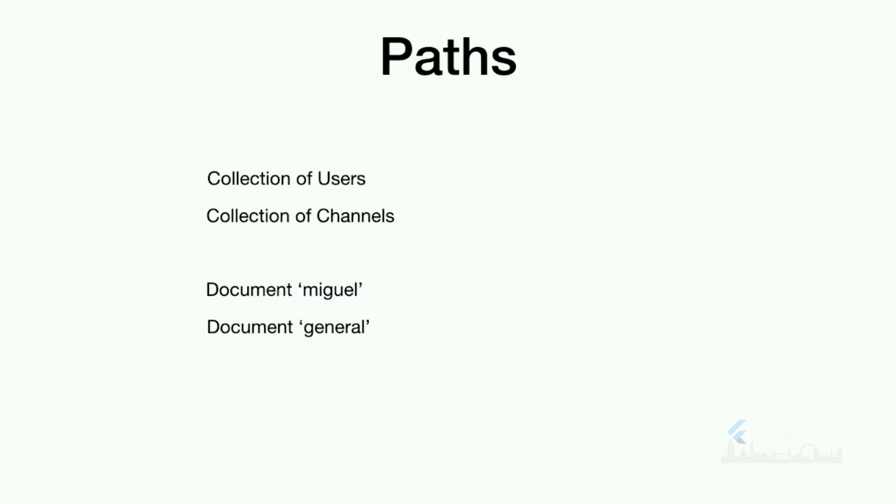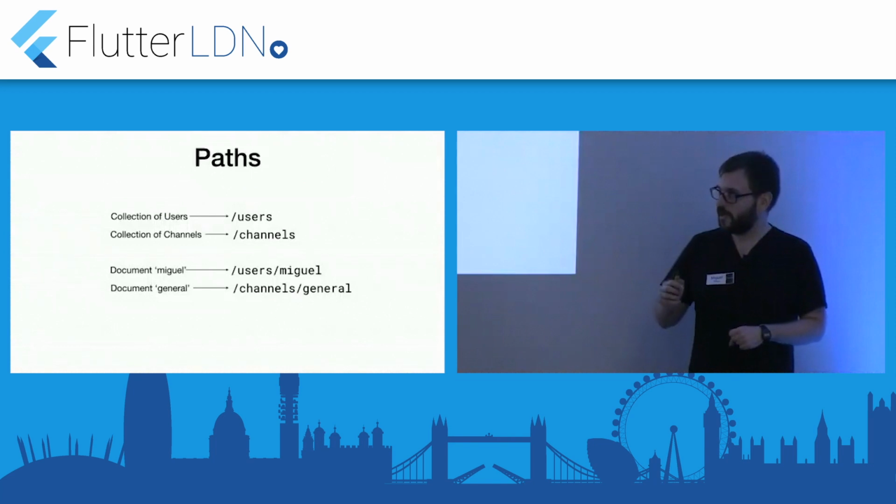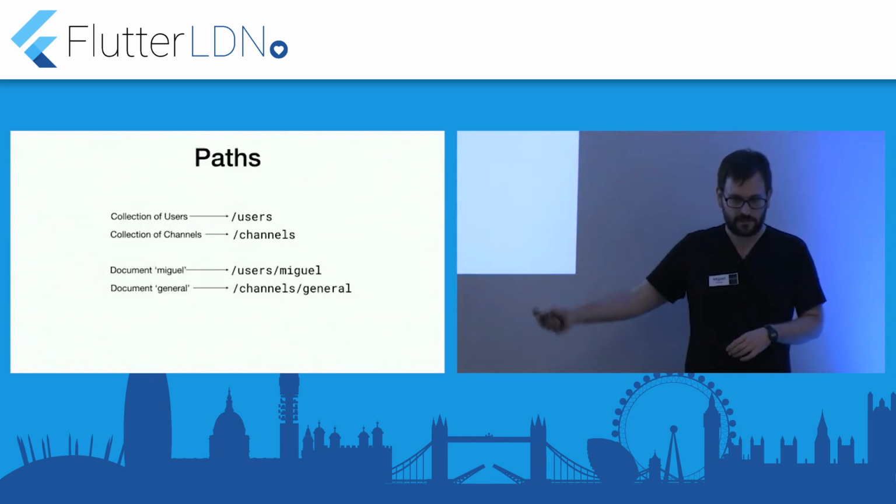In Firestore, collections and documents are accessible using paths. For example, you can have a collection of users in the path /users, and a collection of channels in the path /channels. Each document inside is also identified by an ID. So you can have the user document Miguel in the path /users/Miguel, or the document general in the path /channels/general.